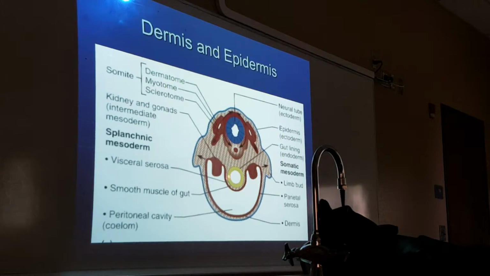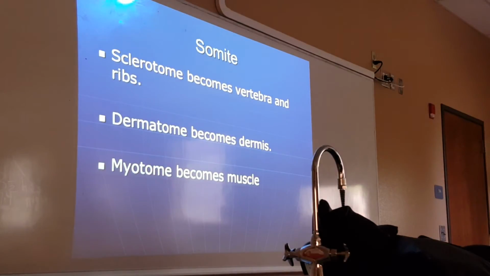And here we have the digestive system and the neural tube, and the epidermis on the outside, and the mesodermal structure shown in red, like the somites, consists of three parts: the dermatome, the myotome, and the sclerotome. And we'll see what they become. Okay, the sclerotome becomes the vertebra and ribs. The dermatome becomes the dermis, just underneath the epidermis. And the myotome becomes muscle.